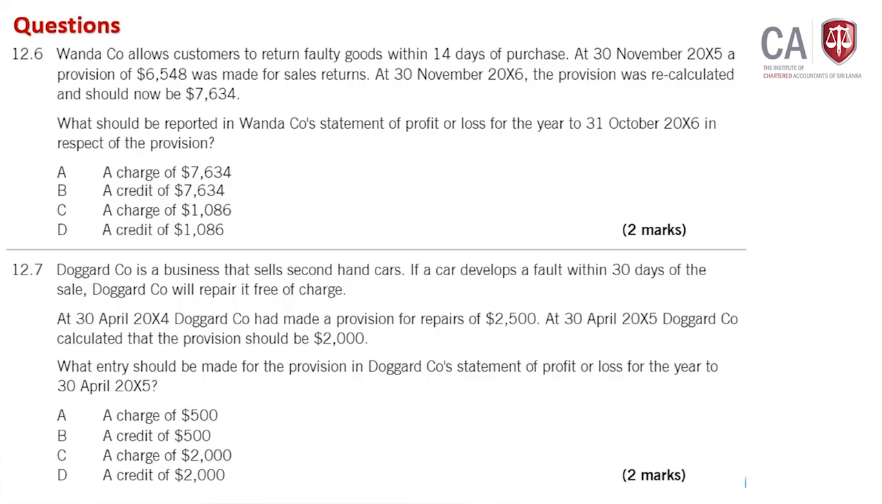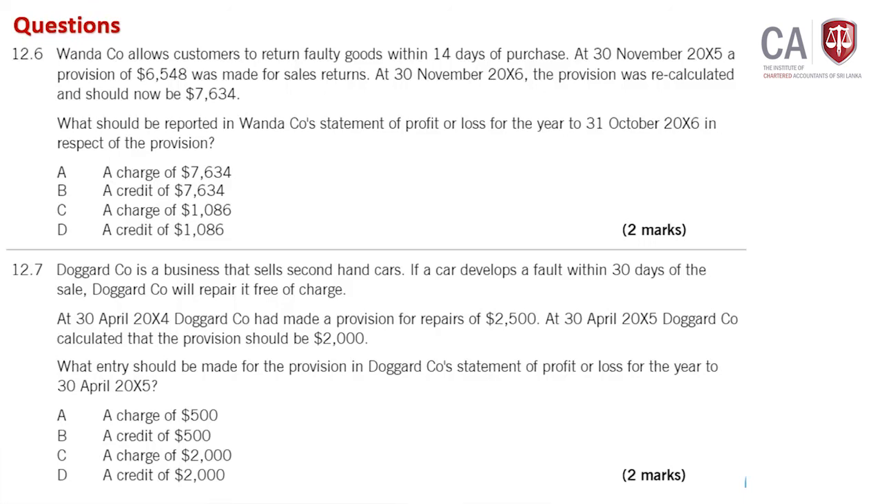So, at the beginning of the year, you have a credit balance of 6,548. At the end of the year, the provision has been increased to 7,634. The difference is 7,634 minus 6,548. The provision has been increased, therefore the additional provision should be recognized in the P&L. Therefore, you have to charge 1,086 in P&L as a charge. So the answer is C.